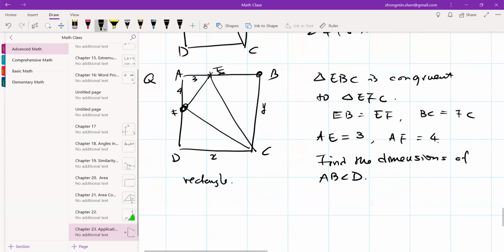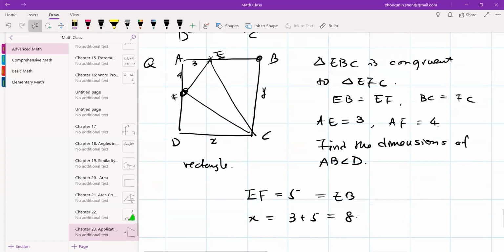So the reason X equals 8 is EF equals 5, because this is the special right triangle. And the EF is going to be EB. So X is going to be 3 plus 5, which is 8. X is going to be AB, right? These 2 triangles are identical. You just fold it. So if you know EF, you can get EB. So you still have to find the Y. Apply the Pythagorean theorem.